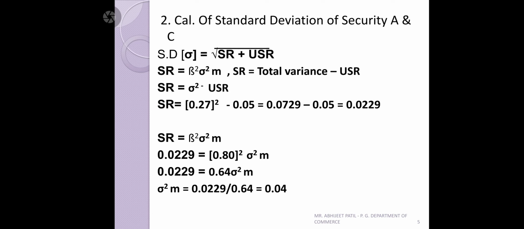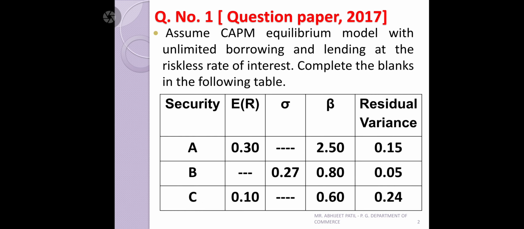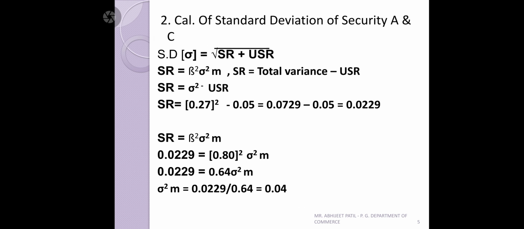We find the total variance. Variance means standard deviation square. So 0.27 square minus the unsystematic risk of B only. For security B, the unsystematic risk is 0.05. So that value we take to determine the systematic risk. 0.27 square is 0.0729, minus 0.05, so we get the systematic risk as 0.0229.